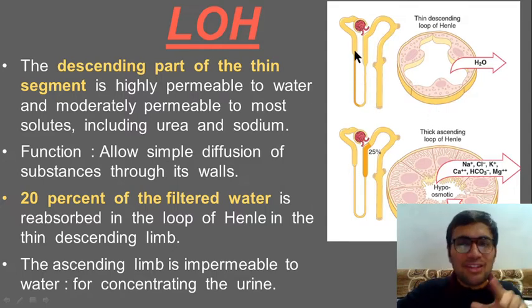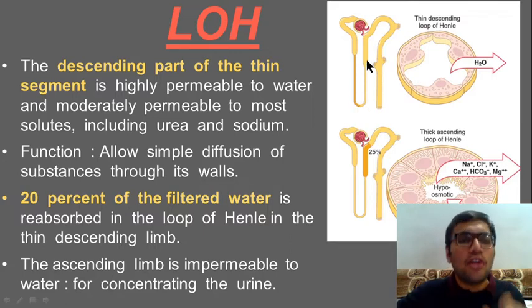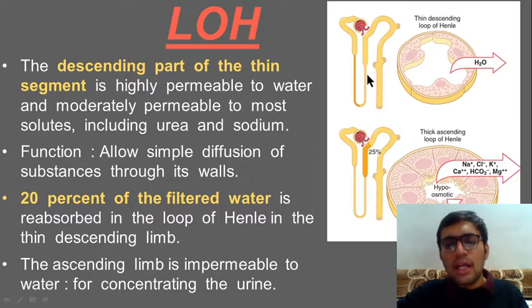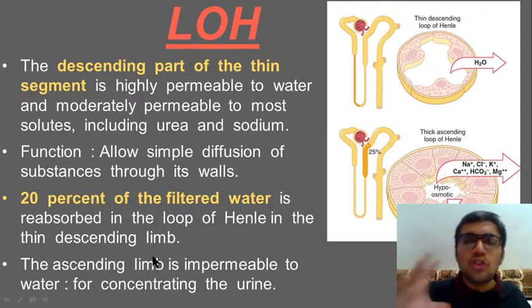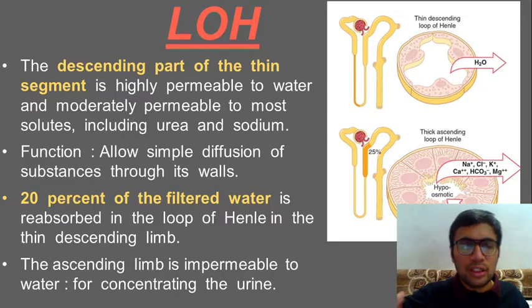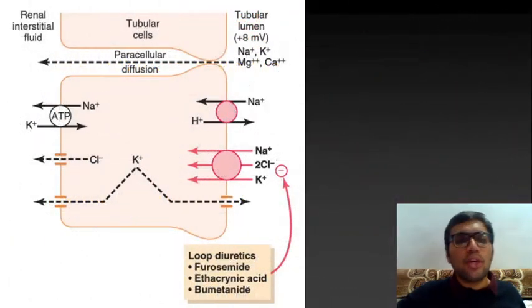There's not much to deal with in this portion. What is more important is the ascending part of loop of Henle. Now let's see the ascending limb, and you very well know that the ascending limb is exactly the opposite. It is impermeable to water. So its importance will be to concentrate the urine. We will see that differently; right now that is not needed. What is important for you is to understand the reabsorption part.